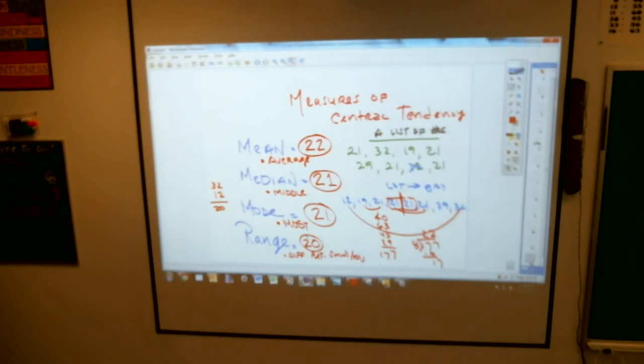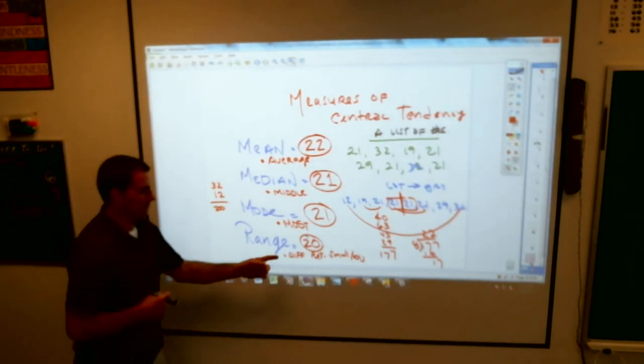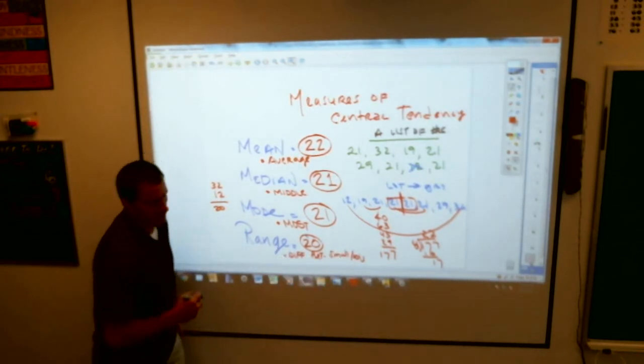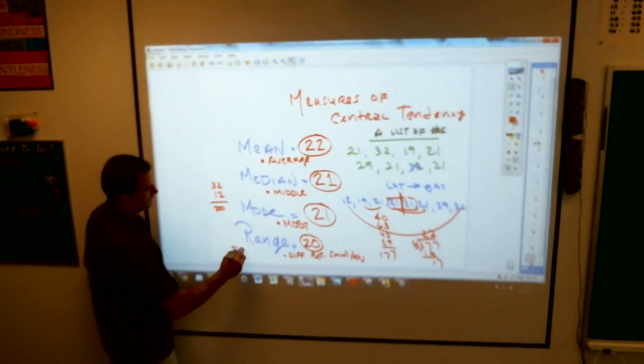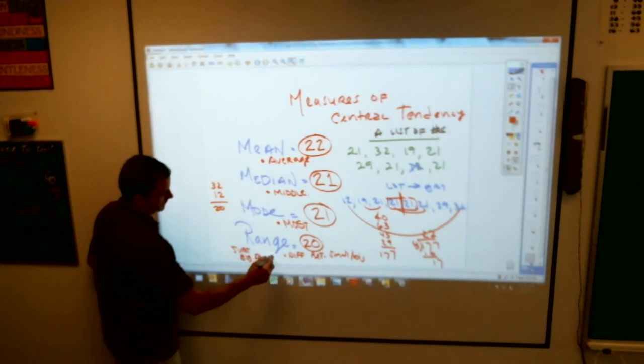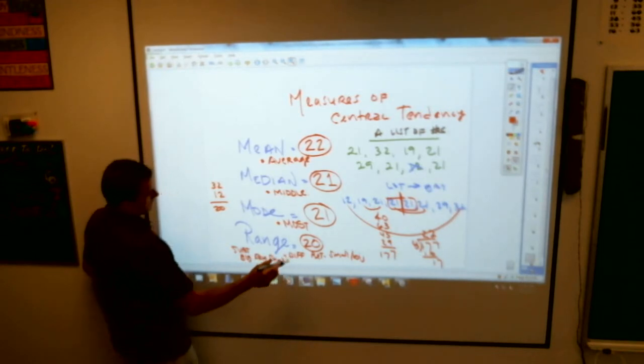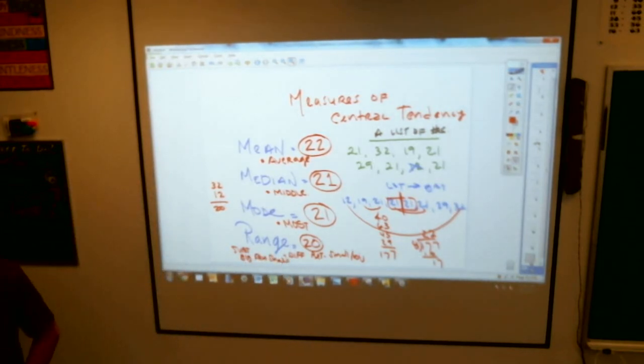Remember that from last year? The measure of central tendency? What's the definition of range again? The difference between, you subtract the big from the small. Subtract the biggest from the smallest.